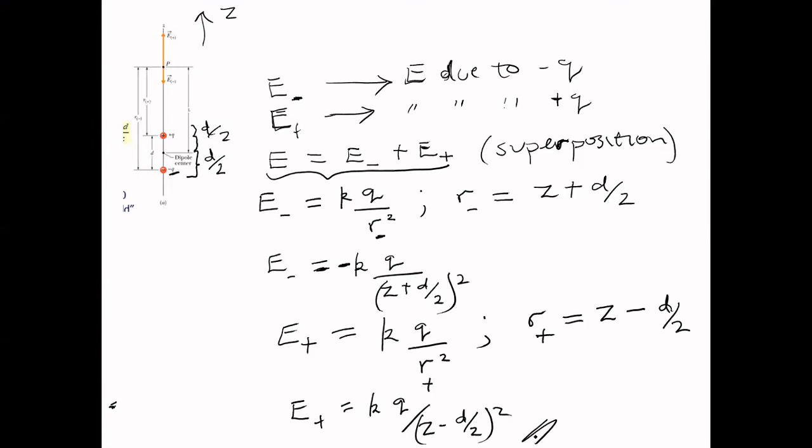So this is just basically what you are doing. You have this expression here, and you also have this expression here. You now have to put them in here so that you apply superposition in order to find the total electric field. Any questions before we proceed? Any questions?